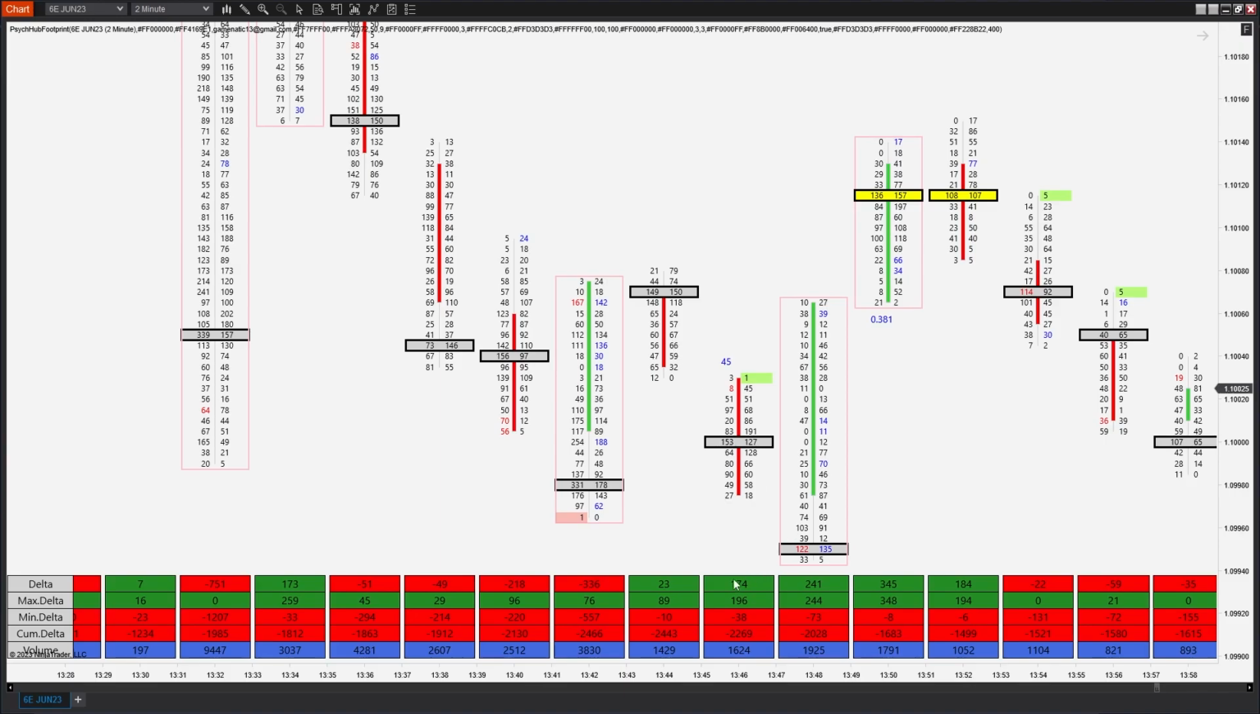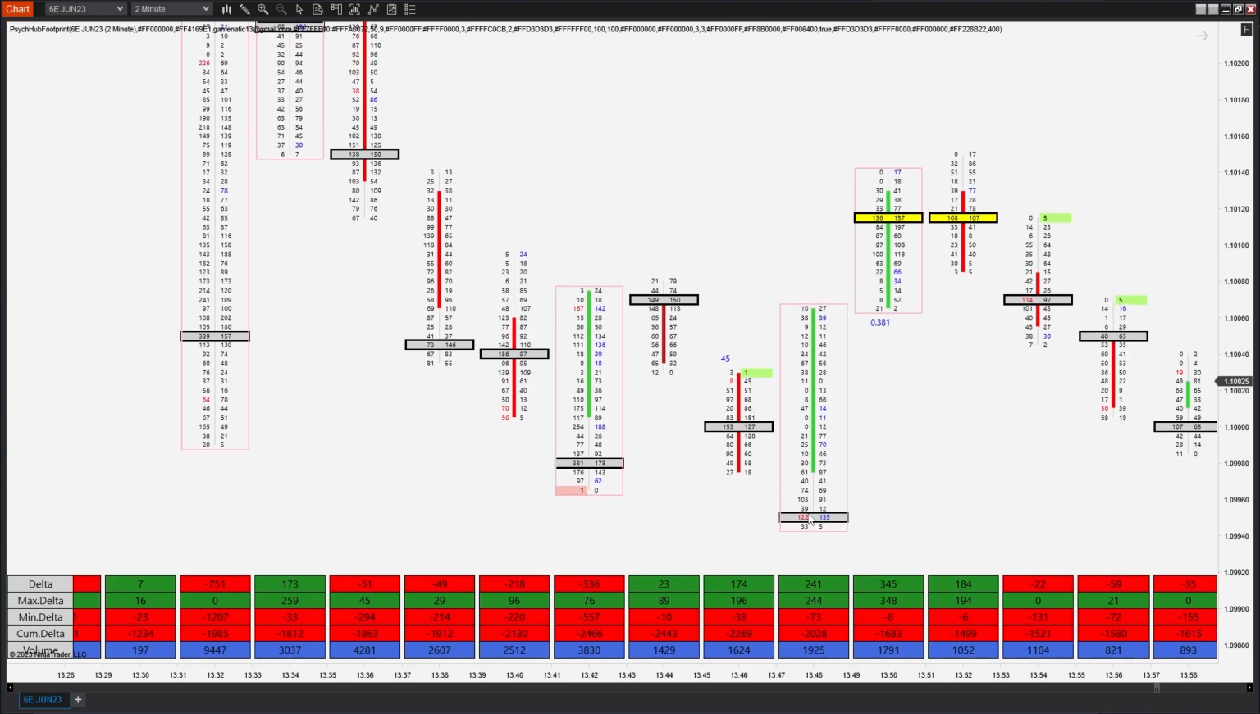And then as we go to the next few candles, look, it's just positive delta, positive delta. Once again, positive delta with seller's trap at the bottom and multiple buying imbalances. This was enough of a sign.